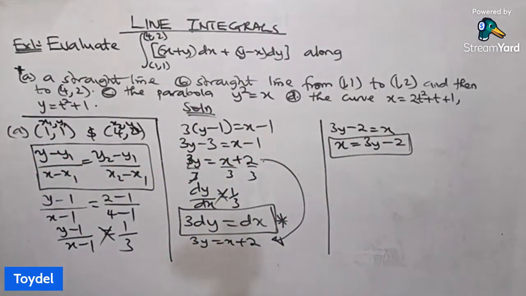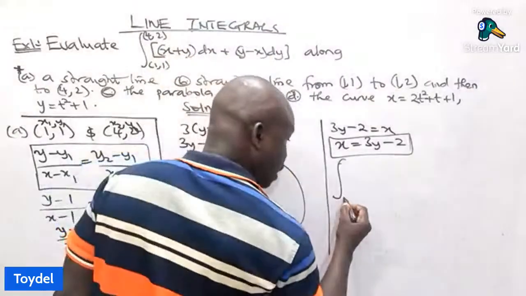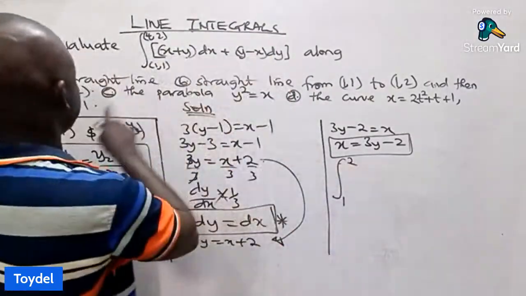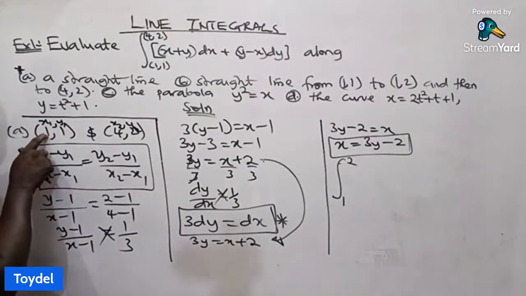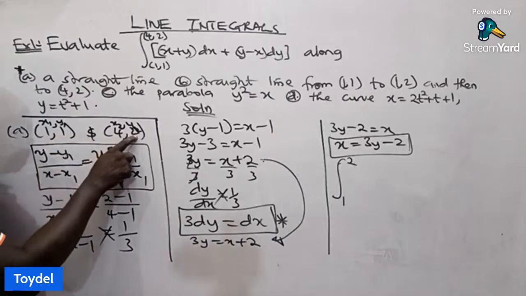So how do we now evaluate this line integral along a straight line? This is what we do. We can rewrite everything and substitute for the value of y. Y is from 1 to 2. These are the coordinates: this is x1, y1, x2, y2. So the integral is going to range from y1, which is 1, to y2, which is 2.